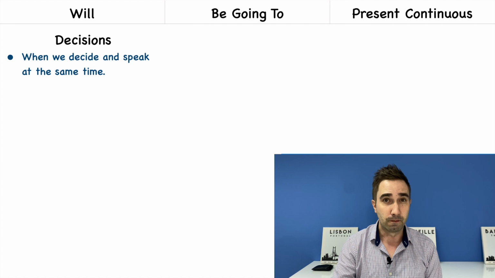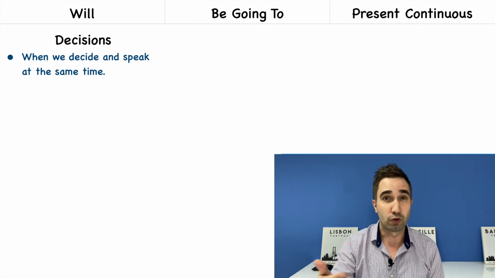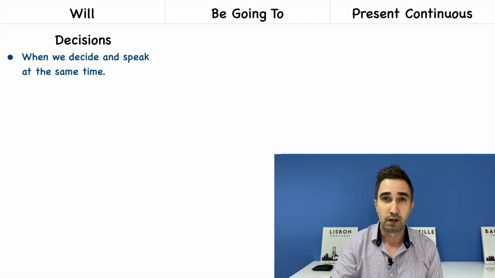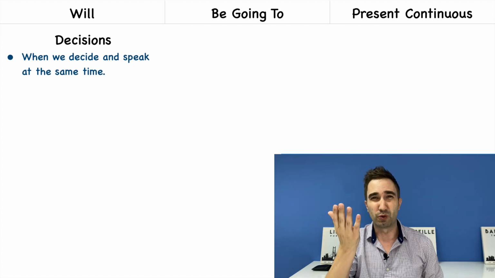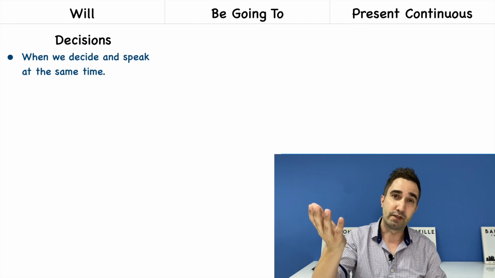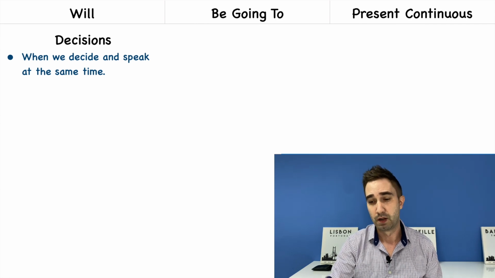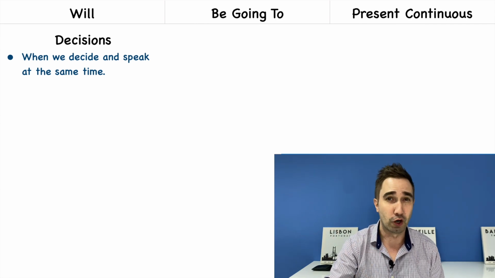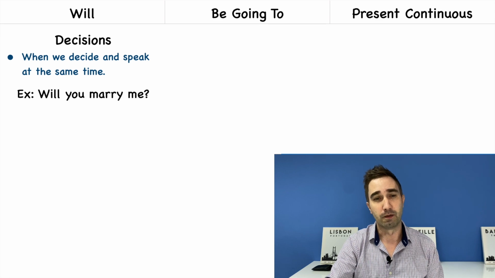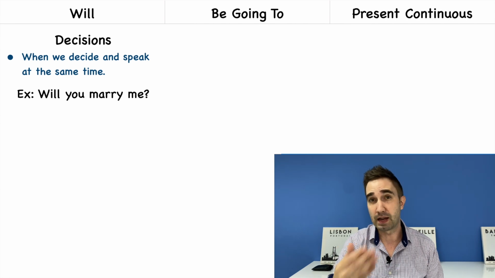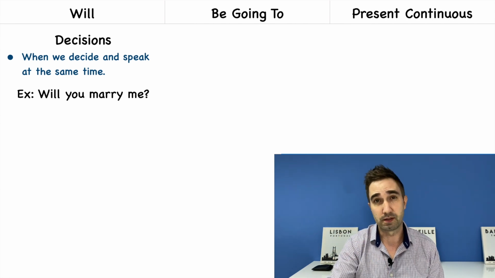And what's a decision? A decision is when we speak and we decide at the same time. Often this comes with yes/no questions, or if I'm in a restaurant and the waiter asks me, what would you like to eat? I'm kind of deciding, oh, chicken or steak. I'll have the chicken, right? So what I'm doing is I'm deciding and I'm speaking at the same time. A very common question, or hopefully only one time in your life, is will you marry me? I'm asking for an instant decision. I'm asking you to decide and speak at the same time.